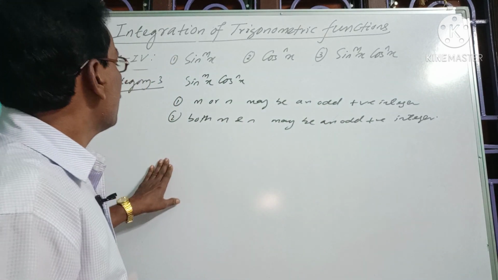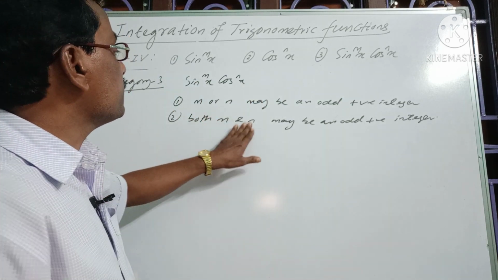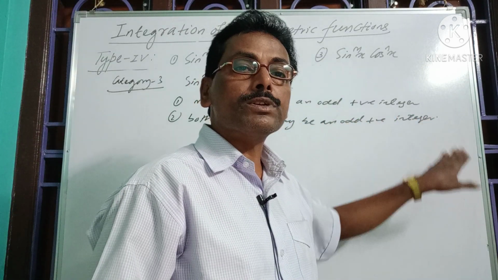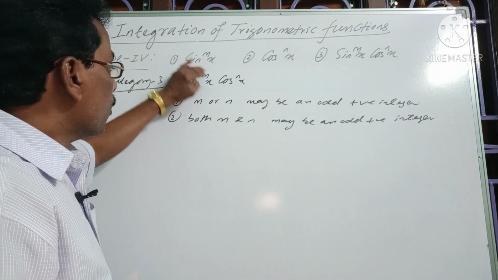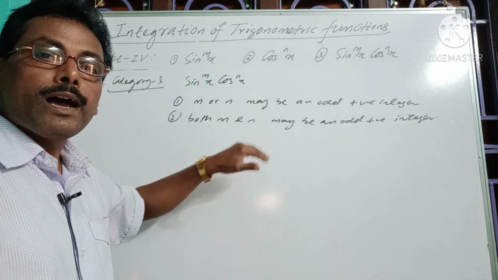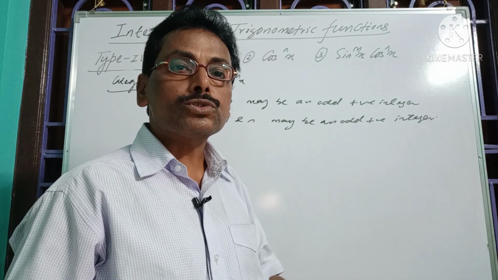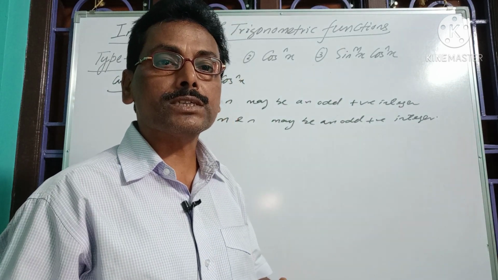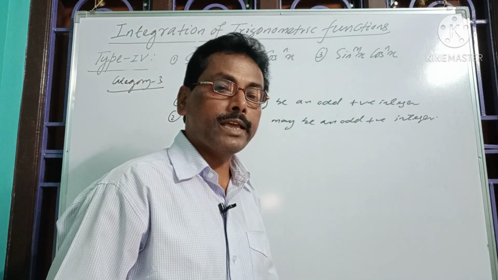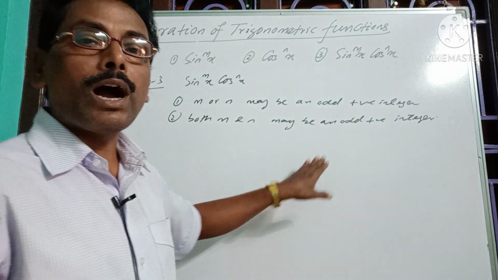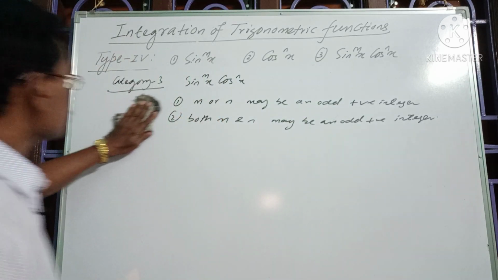And in the second case, where in sine and cosine function both m and n are odd positive integers, we will consider either sine to the power m x or cos to the power n x. So we may break either sine to the power m x or cos to the power n x, and we will follow the same process that we have applied previously to integrate it. So let us consider some examples of how to integrate such a type of integrand.